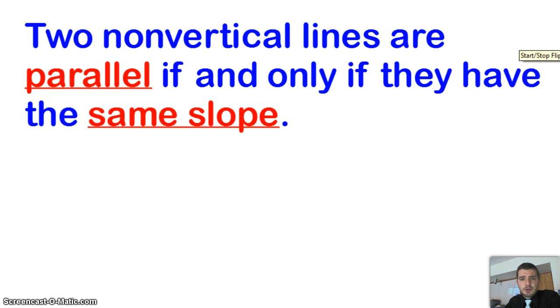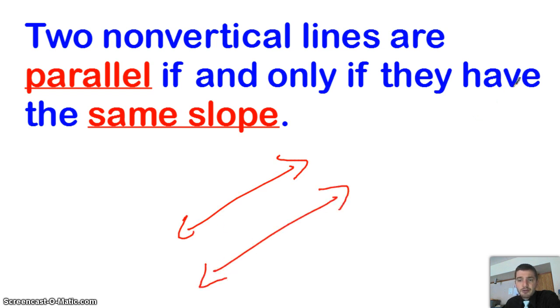All right, 2 more things to get done real fast, guys. I want you to pause this and write these down, these next 2 things. Parallel lines, again, they have the same slope. There are 2 lines that will never touch, because they have the same slope and different y-intercepts. That's basically it there.